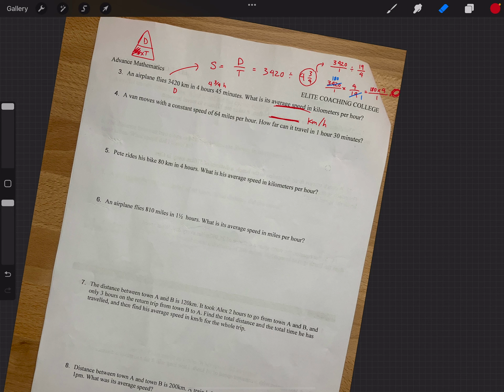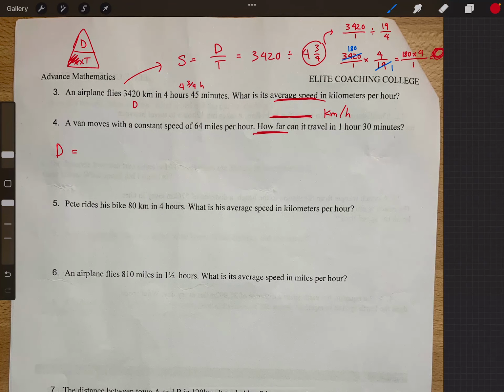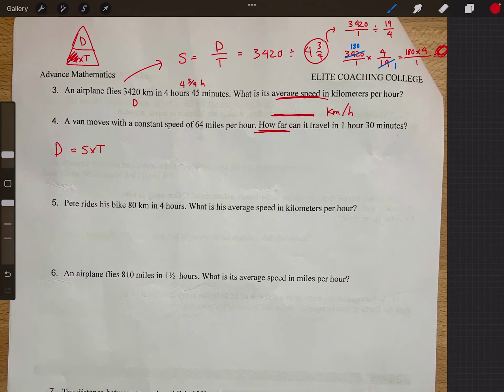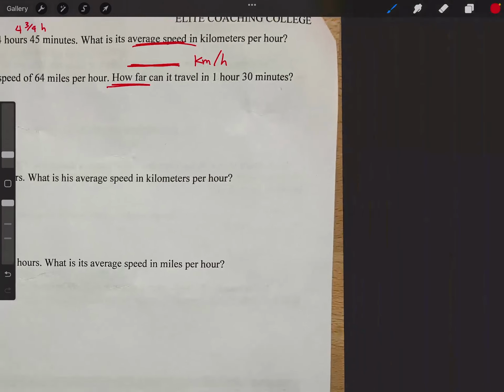Alright, next one. A van moves with a constant speed of 64 miles an hour. How far can it travel in 1.5 hours? So how far? That means we're looking for the distance. Remember that distance is equal to speed times time. Speed is 64 miles an hour. Time is in how many hours? We got 1 hour and 30 minutes. So that's 1.5 hours. We have to change everything into hours.